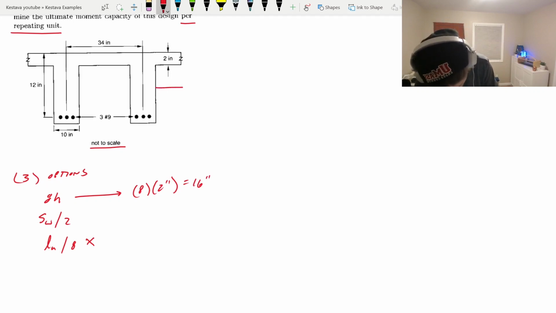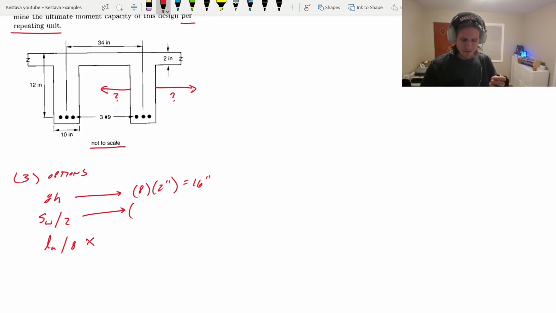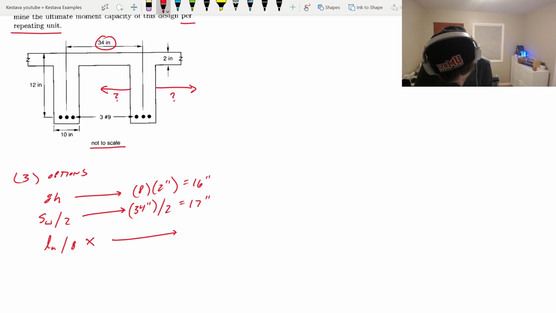And this is the distance on either side of the web, okay? So this now is 16 inches. SW over 2, that is the distance from the center line from web to web, which is this number right here, 34 inches. So this is 34 inches divided by 2, which gets you 17 inches. So we need to take the least of our options here, which is 16 inches.